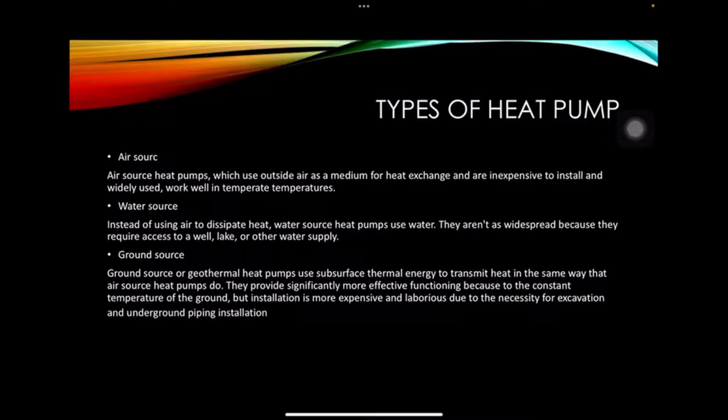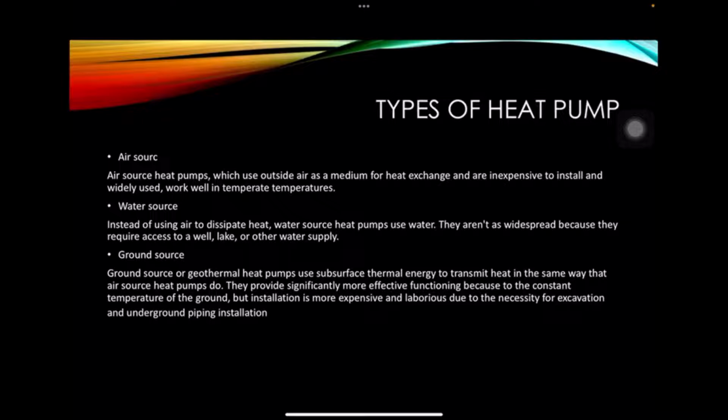Next is water source. Instead of using air, it's using water as a source of thermal energy transfer. This is rarely used because it requires access to a well, lake, or other water supply.